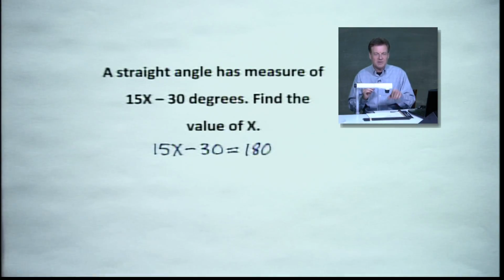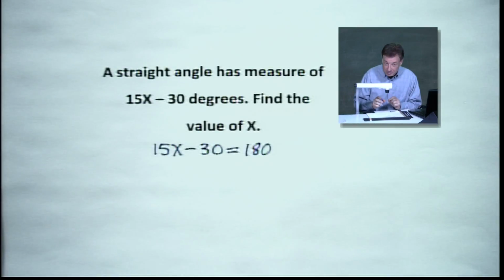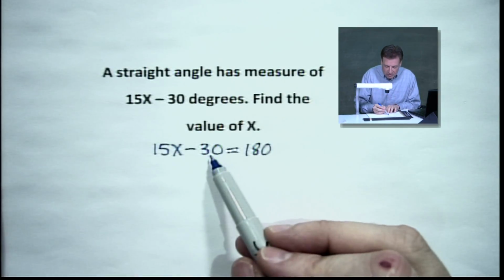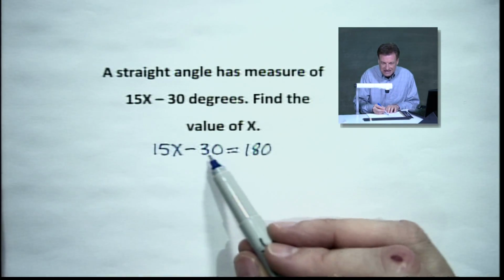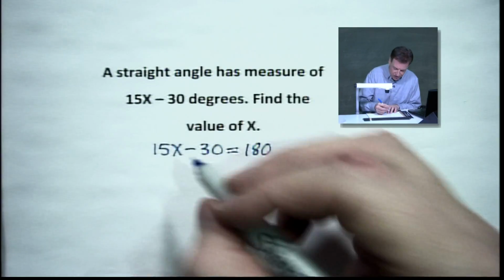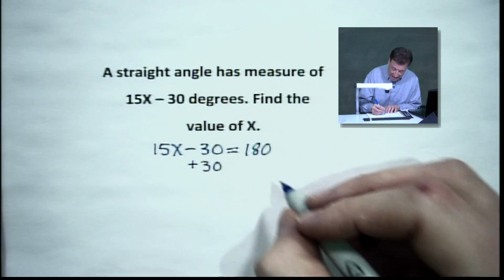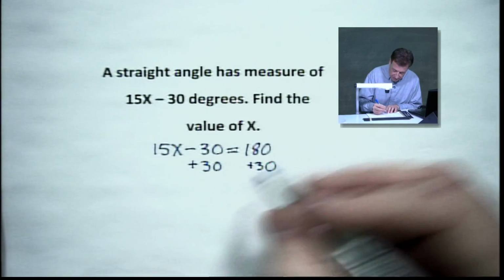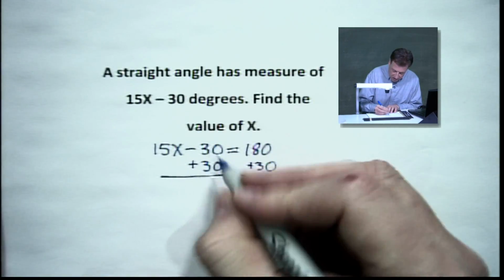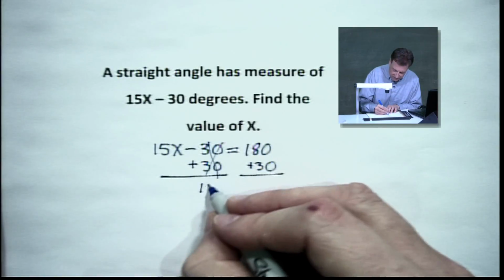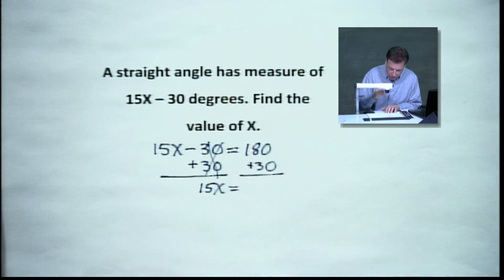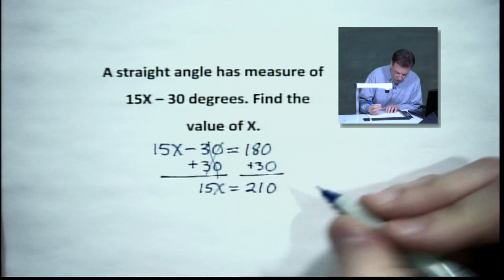There's your equation. Now, careful again. I'm always telling you to be careful. When we move this 30 over, folks, it's a subtracting of 30, so we're going to add 30 to remove this. And if we add 30 to the left, we've got to add 30 to the right. And here we go. Say goodbye to the 30s. We've got 15x equaling 210.